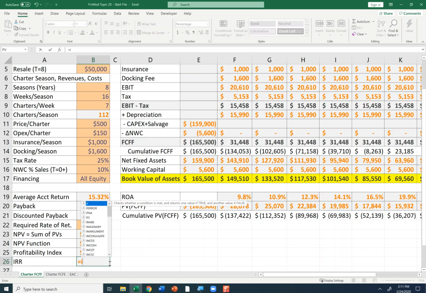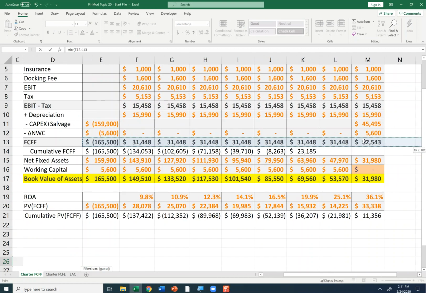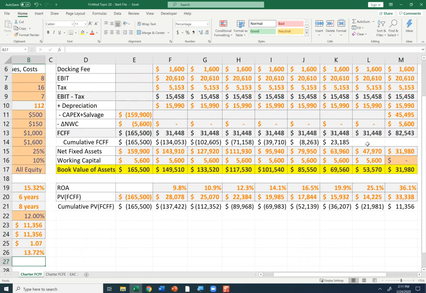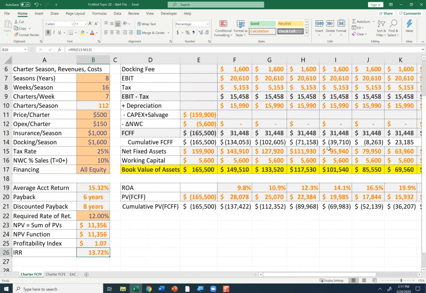I can, one, use an IRR function, equals IRR, and I'll put in just the cash flows, not the cumulative cash flows and not the discounted cash flows, but just the cash flows. And there's my 13.72%. Notice it's greater than 12. I knew it had to be greater than 12 because the NPV is greater than 0.